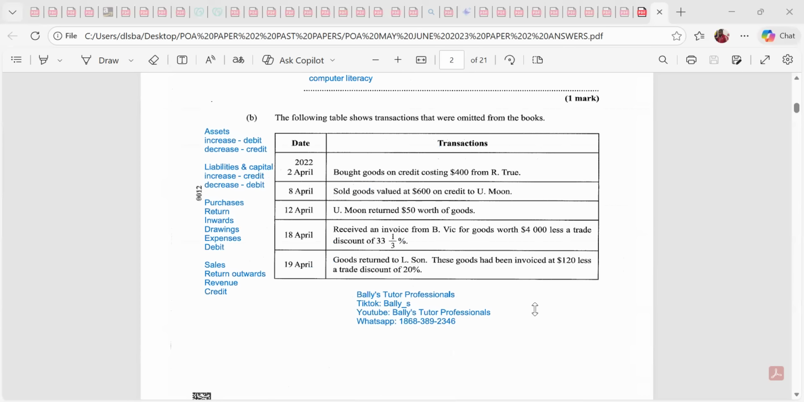Third one: received an invoice from BWIC. If we receive the invoice, it means we purchased something and they're giving us an invoice, for goods worth 4,000, less a trade discount of 33 and a third percent. You do not record trade discounts, so I'm not going to have an entry for discount. I do subtract it though. So I'm going to calculate 33 and a third percent of 4,000, which will be 1,332. Well, they say 1,333, and I'll minus it from the 4,000. So that is 2,667.